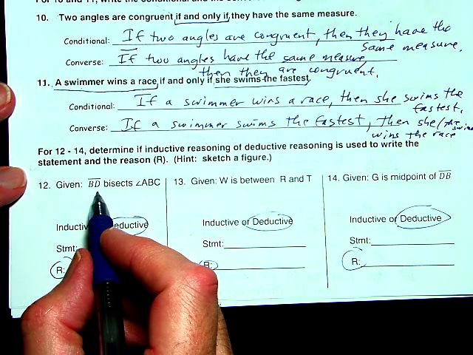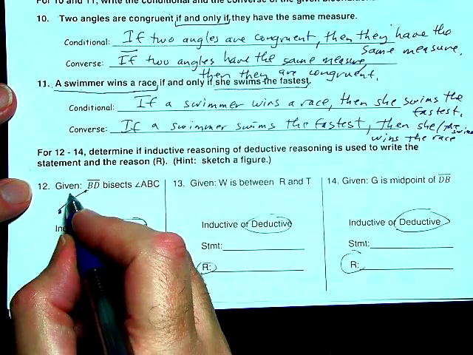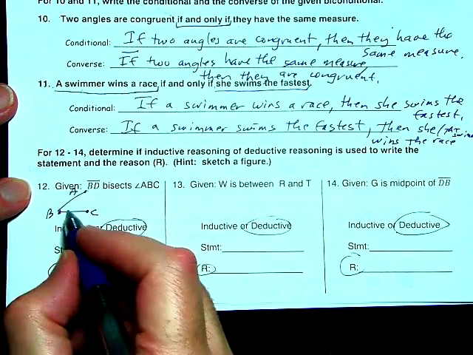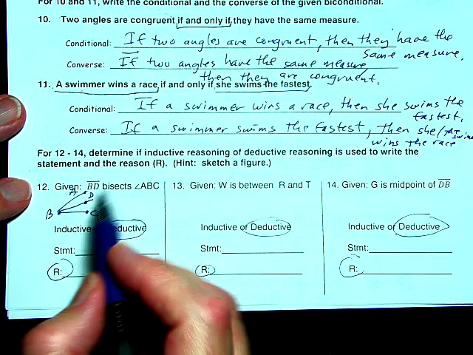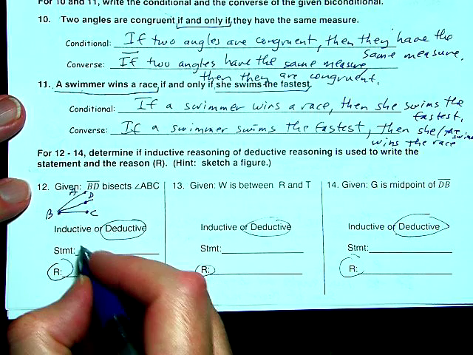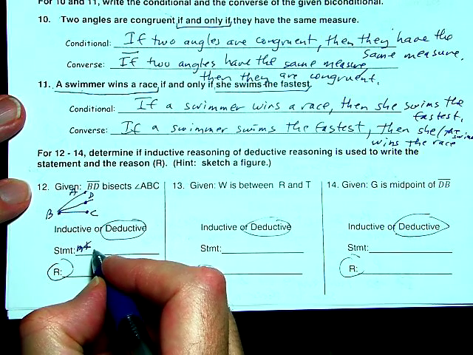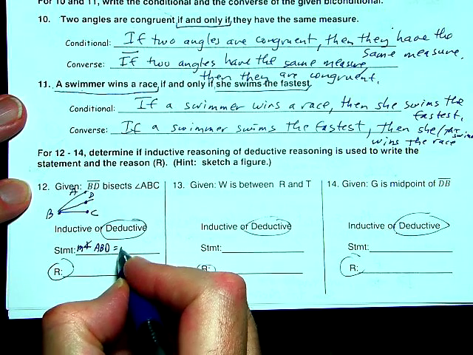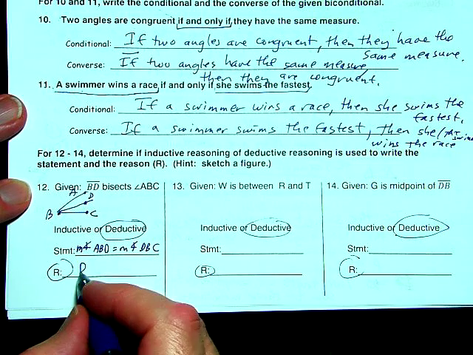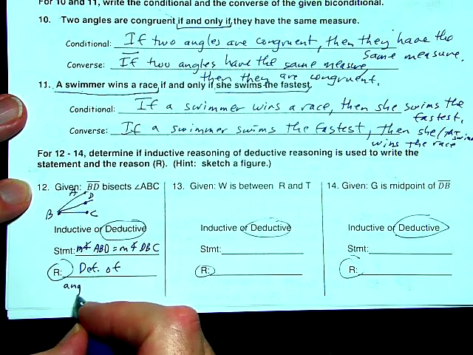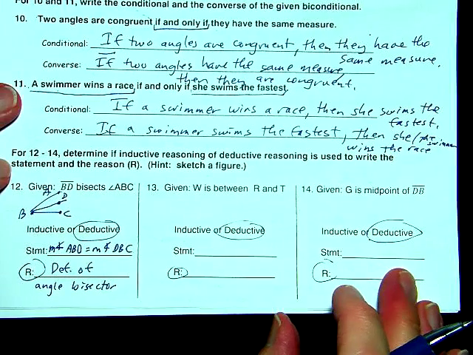We are given that line segment BD bisects angle ABC. So let's write angle ABC, and we have line segment BD bisecting it. That means that the two resulting smaller angles are equal to each other, right? So the measure of angle ABD equals the measure of angle DBC. That's by the definition of angle bisector. Okay, good. Let's go to 13.